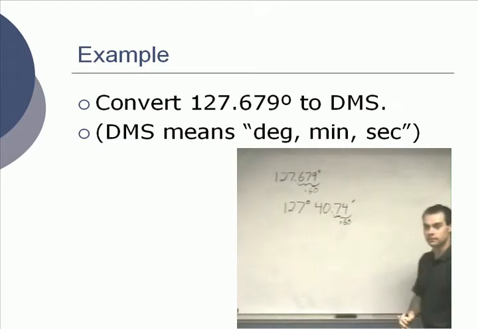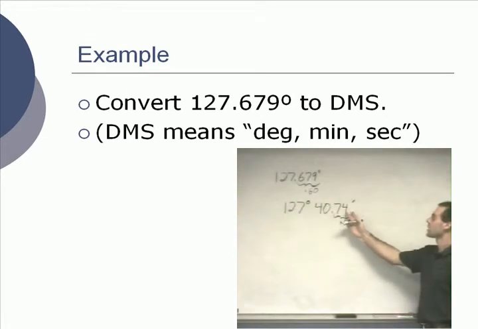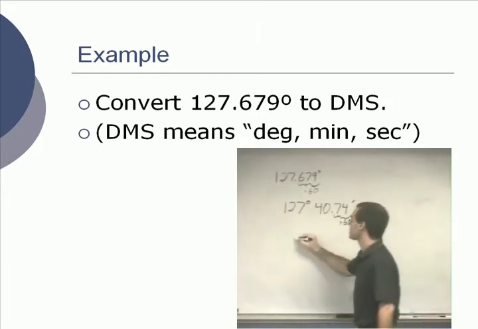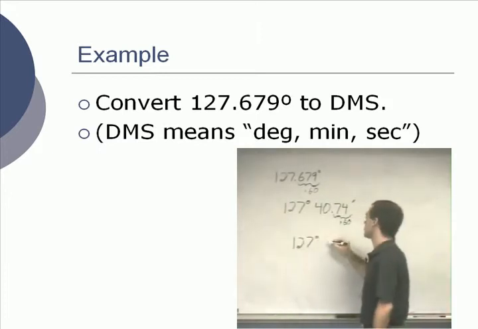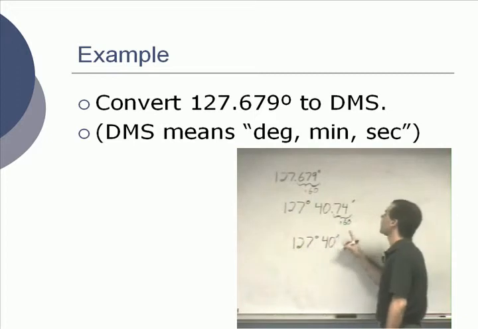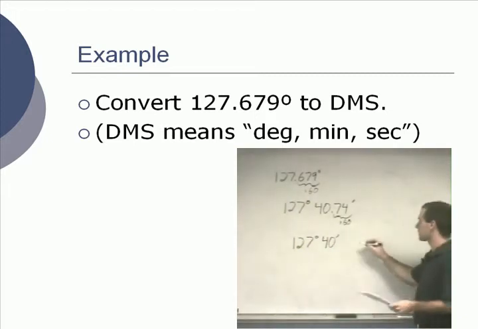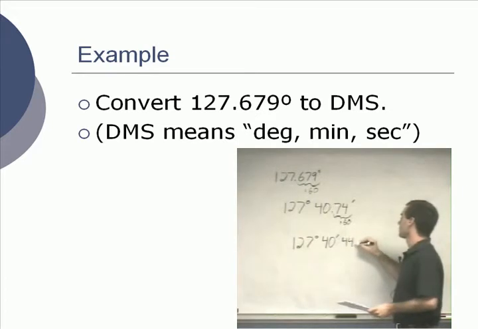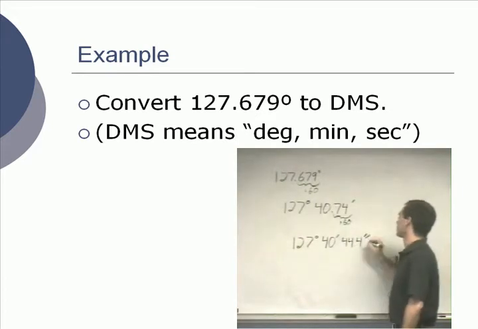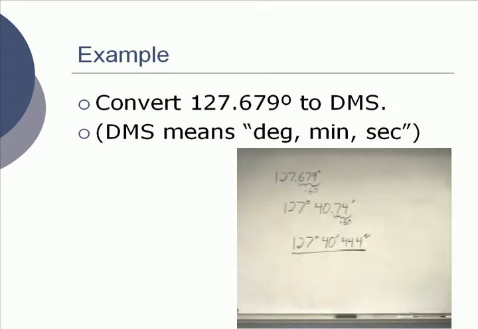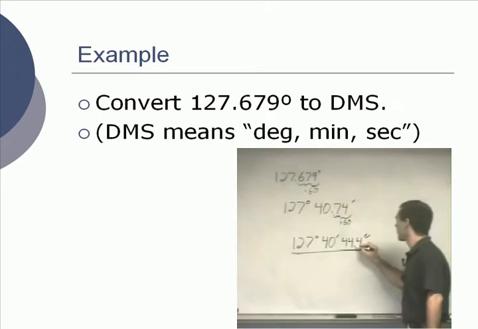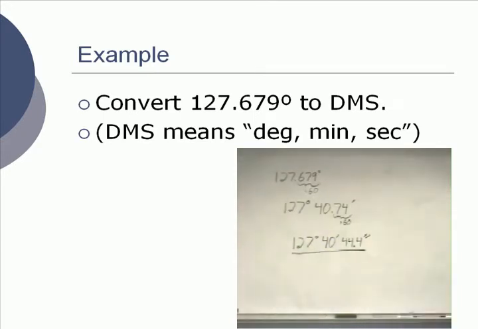Exact same thing. Okay? 0.74 minutes means we've got about 3/4 of another minute, which equates to somewhere around 45 seconds. So we can say that this is 127 degrees, 40 minutes, and 0.74 times 60 is 44.4 seconds. We've gone from a decimal degree measurement to degrees, minutes, and seconds. Make that decimal stand out a little bit more. Look all right? Okay?